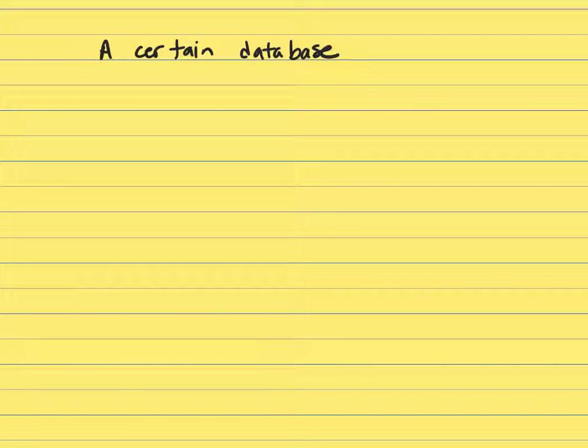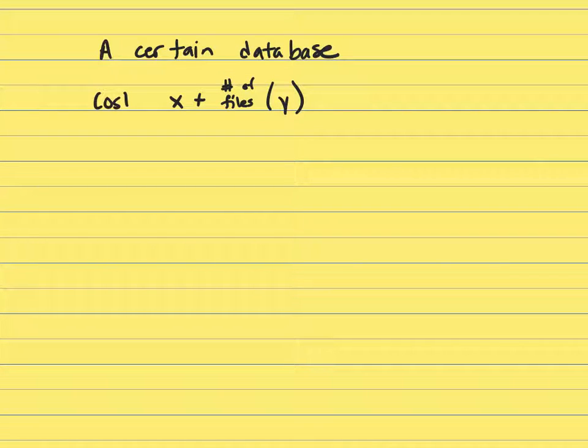All right, so a certain database charges users a registration fee of X, plus it charges registered users Y dollars per file downloaded. So the number of files downloaded times Y is going to be your cost. What is the amount of the registration fee? That's the total cost. All right, let's look at clue 1.